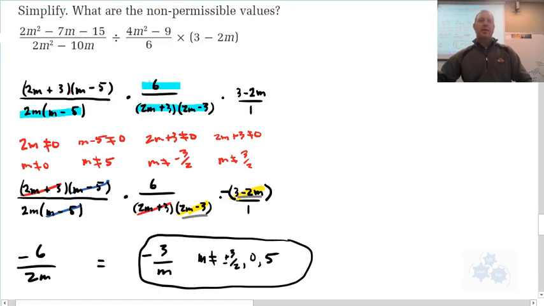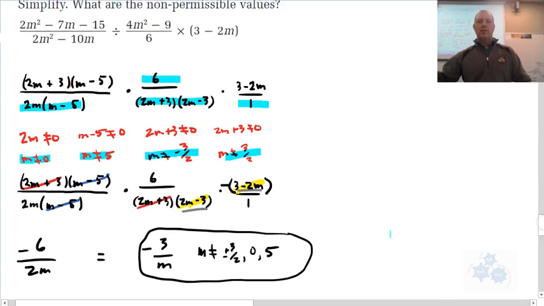Now there's no x in here, right? So there's no restrictions associated with 6. Doesn't matter what x is, 6 will never be 0. Okay, and then there's no restrictions in the denominator. There's no denominator here with x either. So you're looking at the restrictions in these areas right here. So that's where you get these as restrictions here. So your final answer here should be -3 over m, with m not able to be equal to the restrictions, which are plus or minus 3 over 2, and 0 and 5.